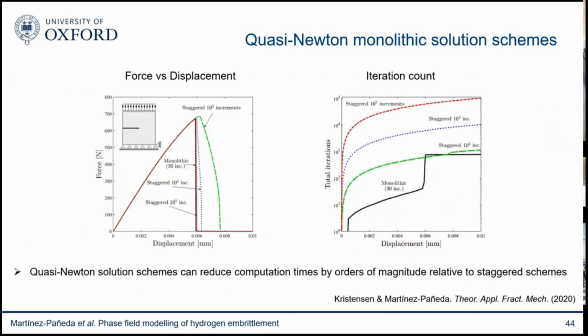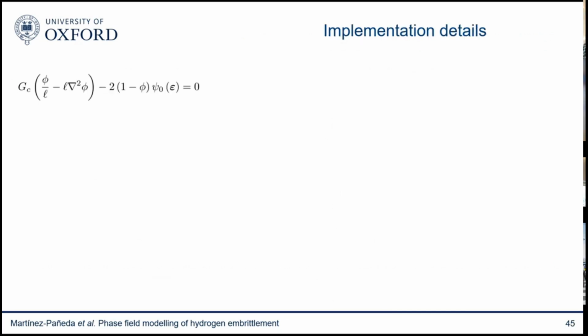And this is a comparison with staggered schemes. Staggered schemes work very well, but particularly if they're single pass, you need to use smaller time increments. We have shown that our results are a bit more robust, but this is more for the people working in this area. So let me say a few words about implementation details.